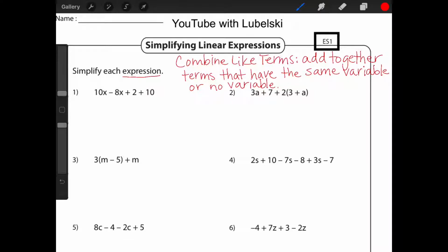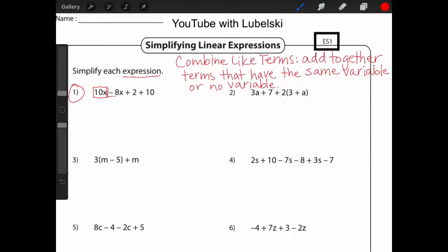So I'm going to identify all the different terms in number one. In number one, I've got x's, and then I have things that have just numbers. Those are called constants because they're not being multiplied or divided or manipulated in any way. And so I have two different terms. I'm going to use a box for my x terms.